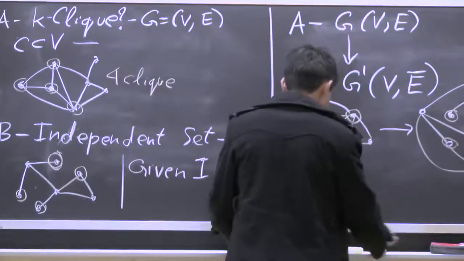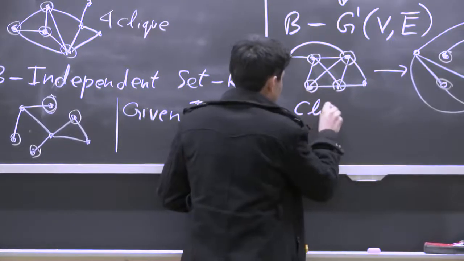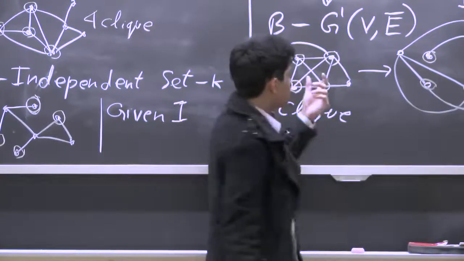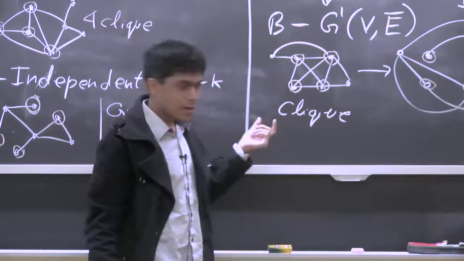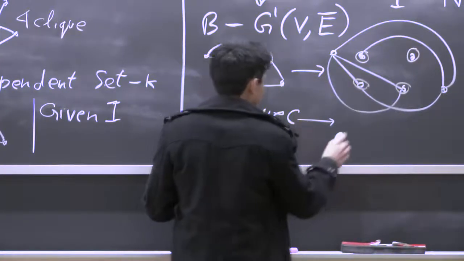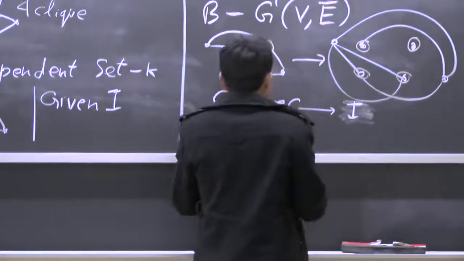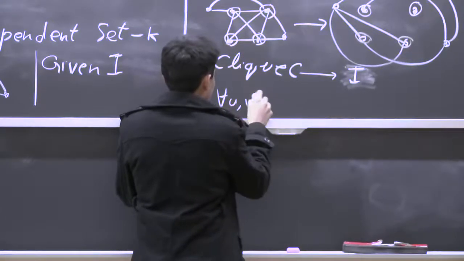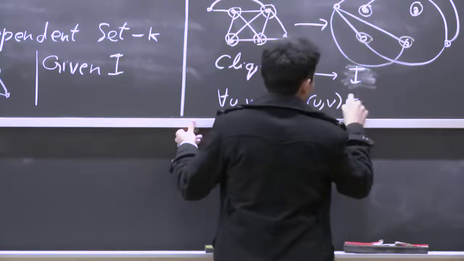Now the proof should be intuitively clear. Let's just go through it mildly rigorously. Let's say you have a clique here. For every pair of vertices in the clique, there is an edge between them. So let's say clique C maps to I. So for all u, v element of C, you have (u, v) element of E.